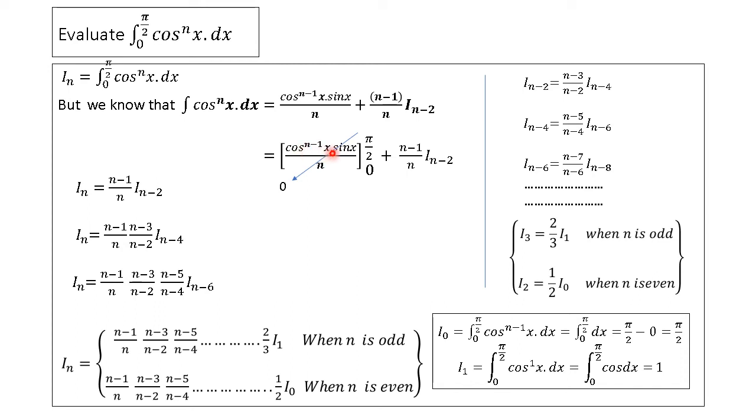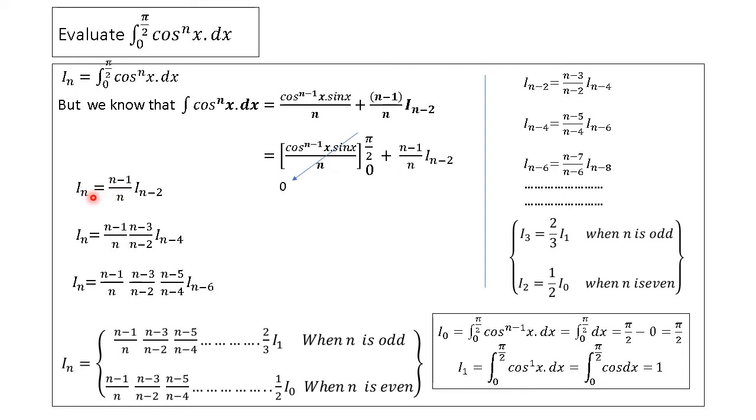Applying the upper limit, 0, minus the lower limit. For the lower limit, sin 0 is there. Its value is 0, and 0 into this one is 0. The entire term becomes 0. We are left with only this one: (n minus 1) divided by n into I_(n minus 2). So I_n is equal to this one.